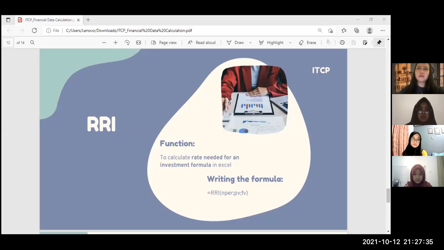The last formula is RRI. The purpose of RRI is to calculate the compound annual growth rate in Excel. Another function is to calculate the rate needed for an investment in Excel. So the writing formula in Excel for RRI is equals RRI, open bracket, NPER for number of periods, separator, PV for current investment value, separator, FV for future investment value.